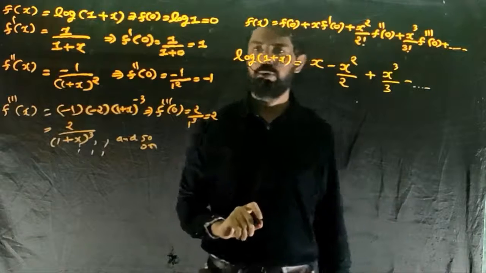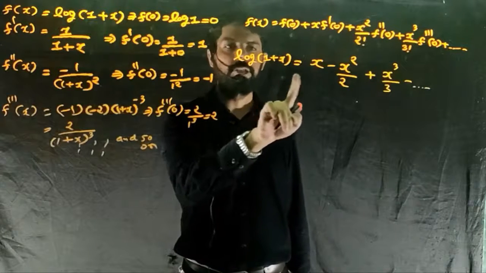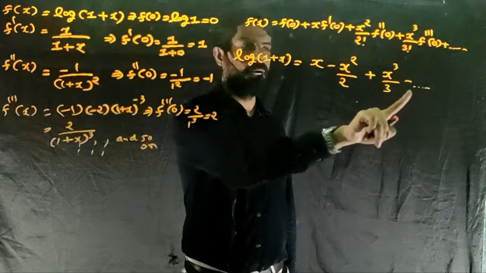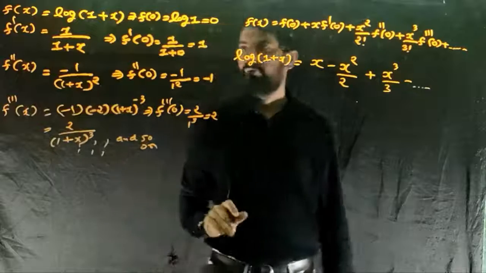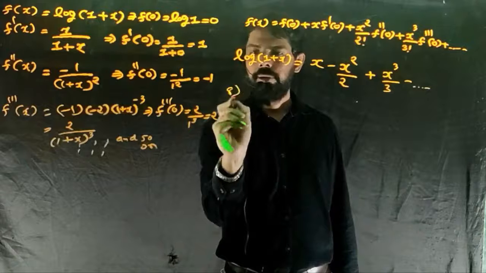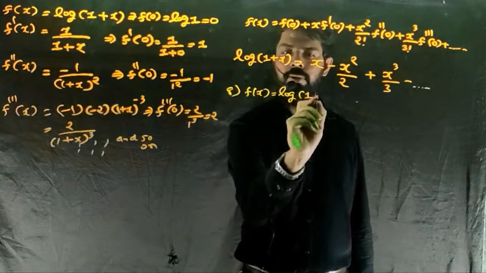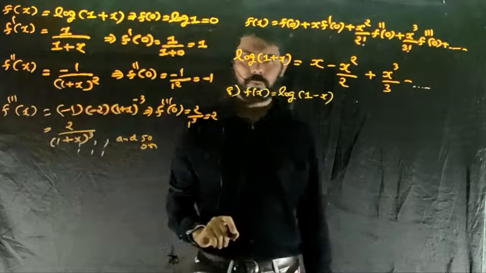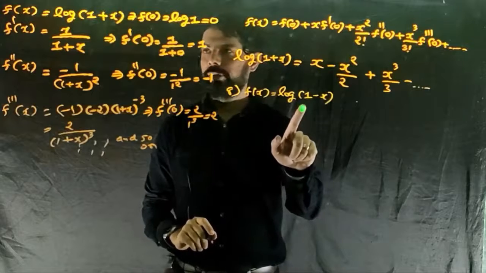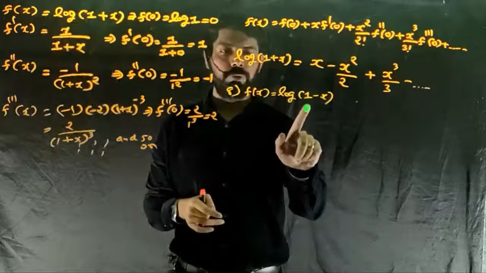So this is Maclaurin series for function log 1 plus x, which is given by x minus x square by 2 plus x cube by 3 minus so on. Now we will discuss Maclaurin series for function which is log 1 minus x. Here we can find the Maclaurin series for this function using same procedure.